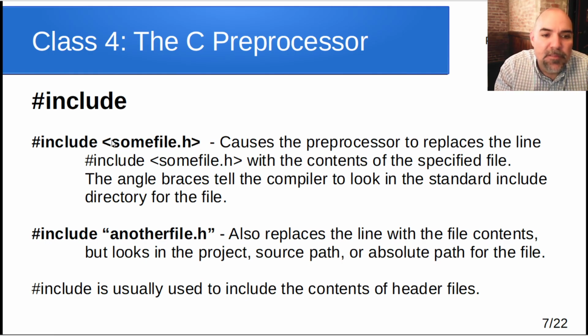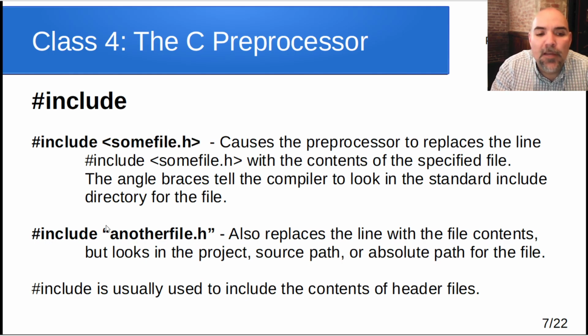And the angle braces around this, the less than, greater than surrounding the file name, tell the compiler to look in the standard include directory, which is a defined place for the compiler. Generally what's inside of that standard include directory are all of the header files for the standard library in C, like stdio.h. There are other ones as well, stdlib.h, math.h. Those will all be in this standard location.